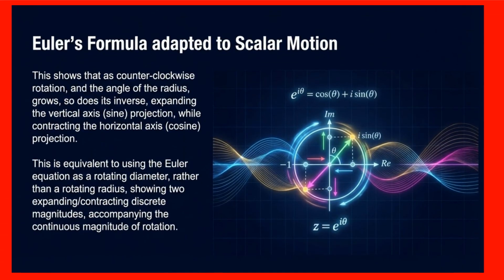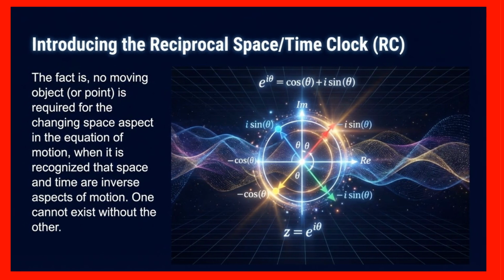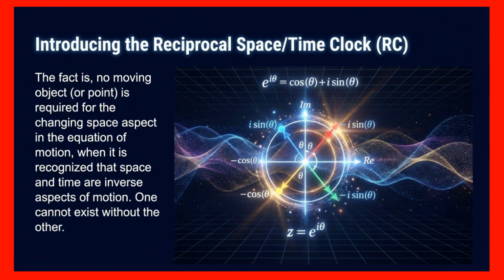Euler's formula can be adapted to scalar motion, where counterclockwise rotation and increasing angle result in an expanding sine projection and a contracting cosine projection. This is equivalent to using a rotating diameter instead of a radius. Introducing the reciprocal space/time clock. This clock replaces the rotating radius of a familiar clock with a rotating diameter and its reciprocal.